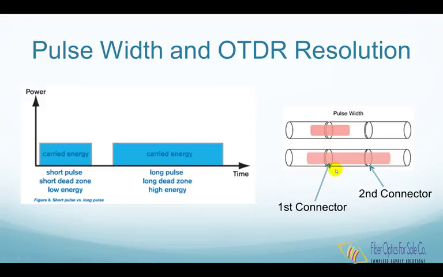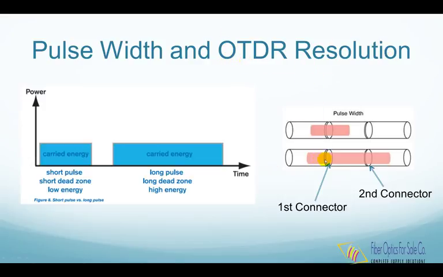You cannot see two events closer than is allowed by the pulse width. Generally, longer pulse widths are used to be able to see farther along the cable plant, and narrower pulses are used when high resolution is needed, although it limits the distance that the OTDR can see. The next thing you must understand is OTDR resolution.